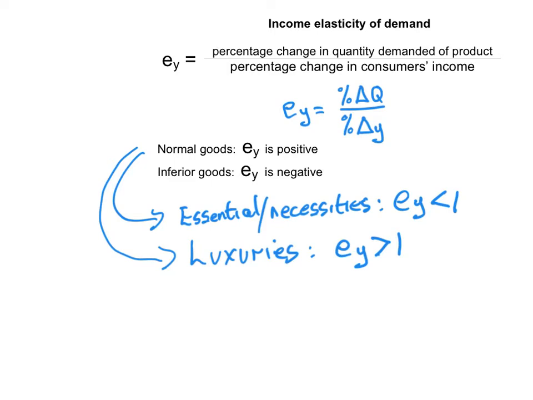Goods with a negative income elasticity of demand are called inferior goods. As income increases, the quantity demanded decreases, and by the same token, if income decreases, the quantity demanded increases. Note that the change in income and quantity demanded is in opposite directions. Let's have a look at some examples.